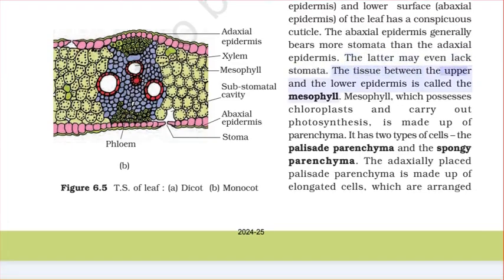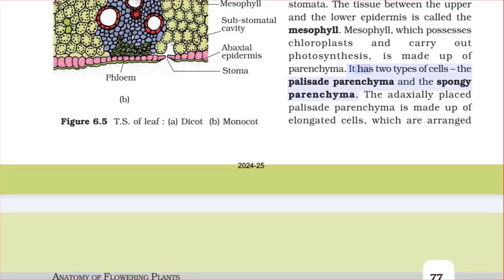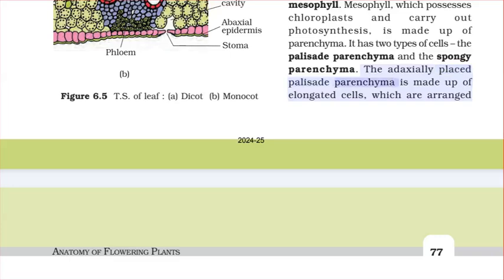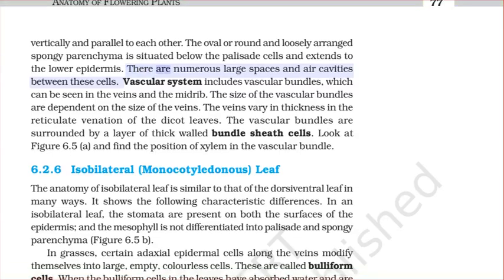The tissue between the upper and the lower epidermis is called the mesophyll. Mesophyll, which possesses chloroplasts and carries out photosynthesis, is made up of parenchyma. It has two types of cells, the palisade parenchyma and the spongy parenchyma. The adaxially placed palisade parenchyma is made up of elongated cells which are arranged vertically and parallel to each other. The oval or round and loosely arranged spongy parenchyma is situated below the palisade cells and extends to the lower epidermis. There are numerous large spaces and air cavities between these cells.